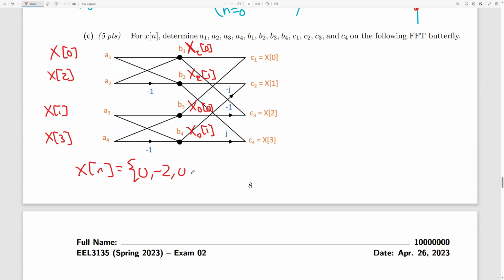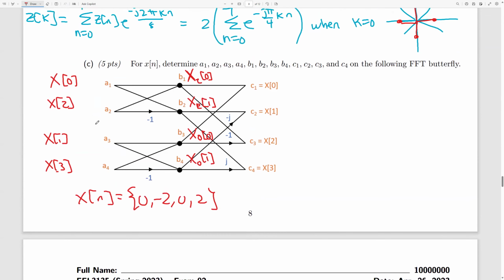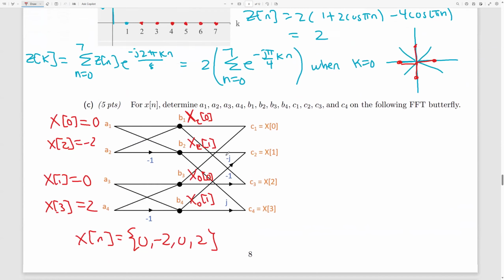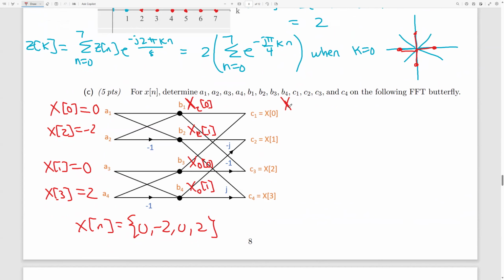0, negative 2, 0, 2. Also, I probably could have told you that because of this, x0 equals 0, negative 2, 0, 2. So when I use these formulas, I'm going to say, well, capital X, I'll write a capital somehow differently, capital X like this. Okay, we'll write it like that if I can.